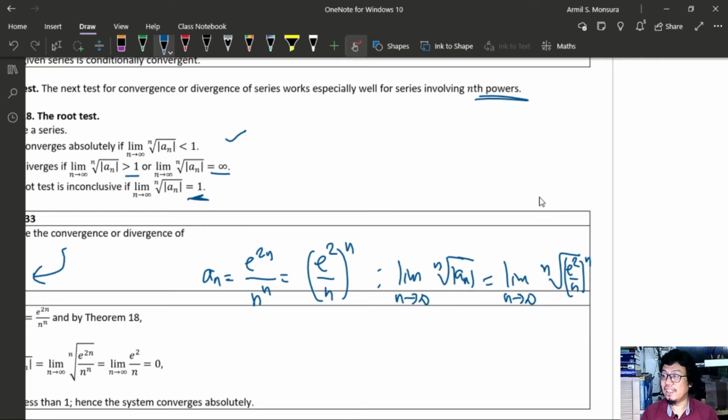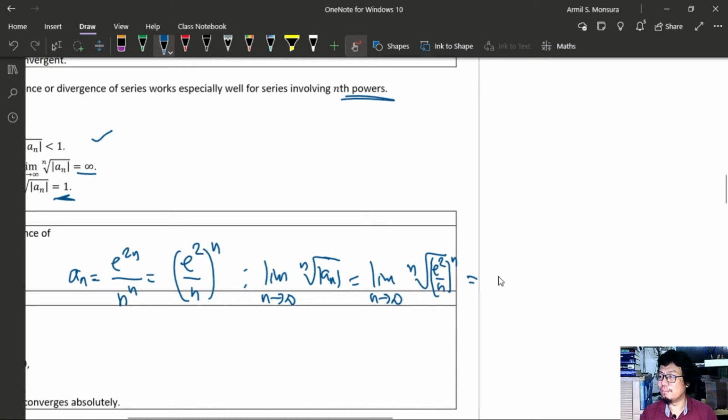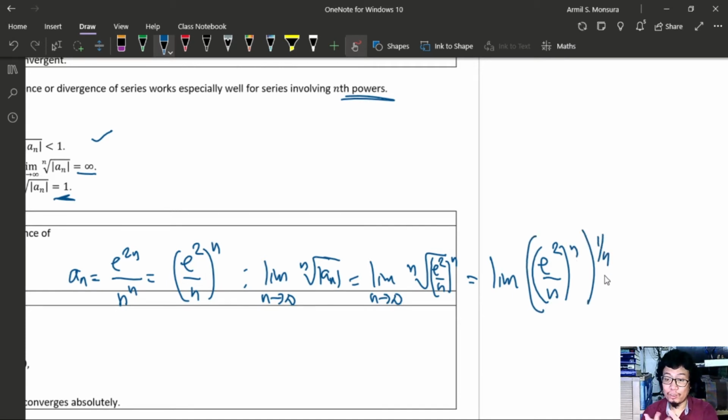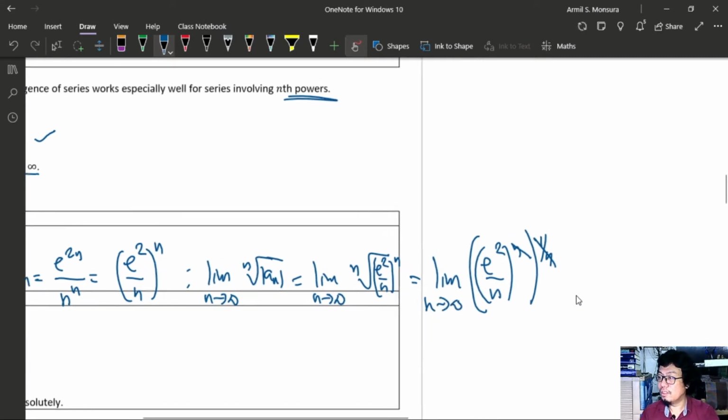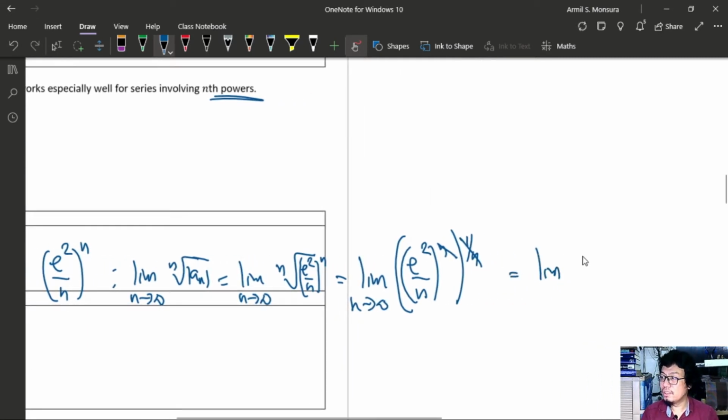Basically, this can be written as the limit of e squared over n raised to n, then raised to 1 over n. That's the nth root. So the exponents cancel themselves out because the ratio becomes 1. What remains is the limit of e squared over n as n approaches infinity, which is a constant divided by n. So basically, this is 0.